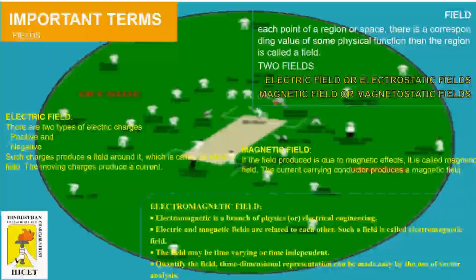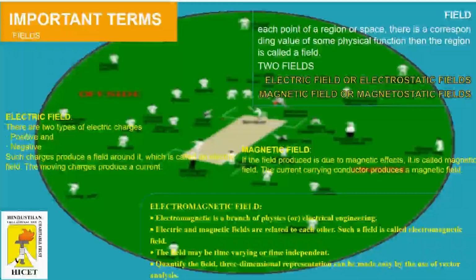Some of the important terms related to electromagnetic field theory. We know that the two basic fields are the electric field and the magnetic field. And the combination of the electric field and magnetic field, we call the electromagnetic field.